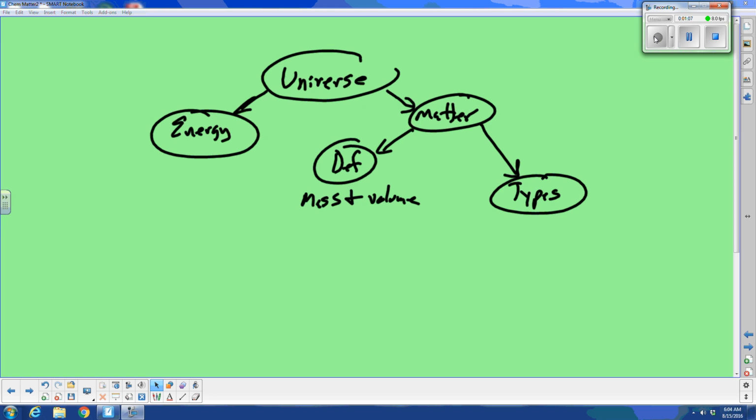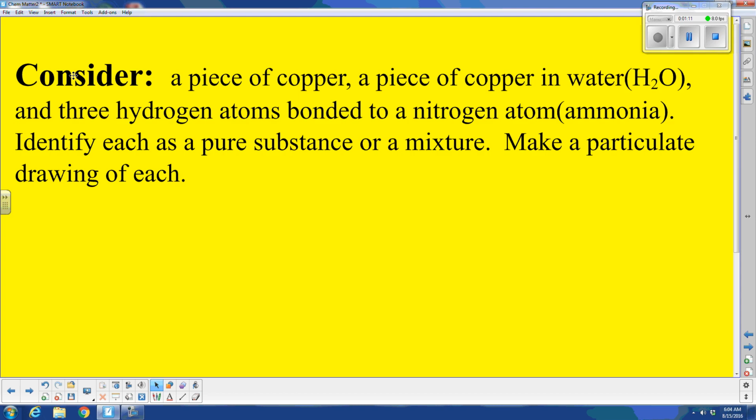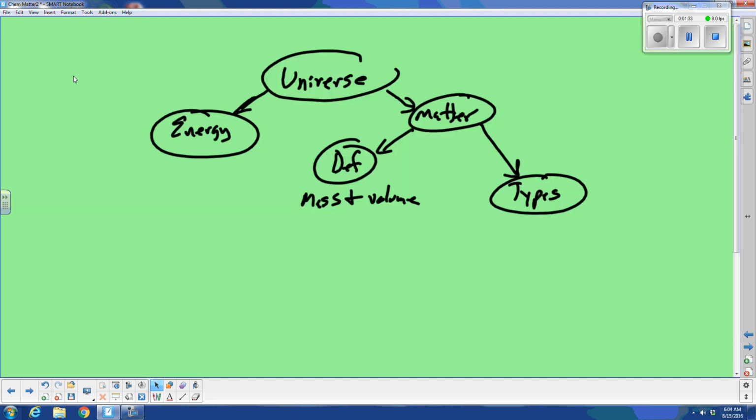All right, so let's take a look at our first consider for the day. A piece of copper, and water, and 3 hydrogen atoms. Identify each of these as a pure substance or a mixture. Okay, so we want to find out what's a pure substance and what's a mixture, and then make a particulate drawing of each. Okay, so let's first go back and learn a little bit about our types of matter.